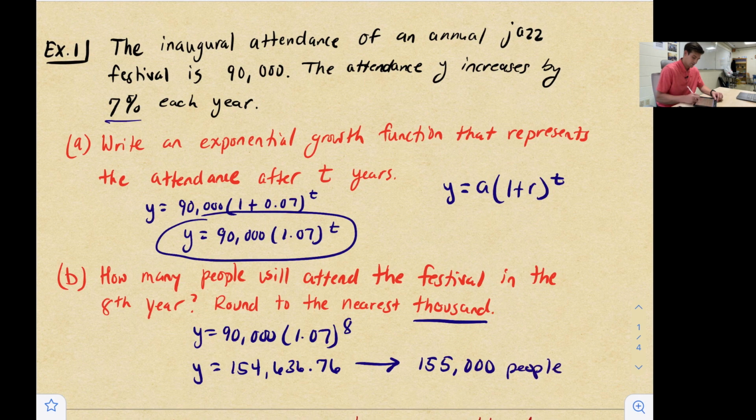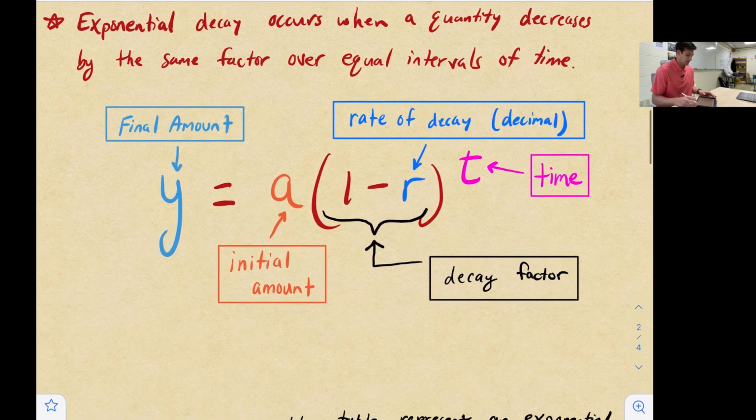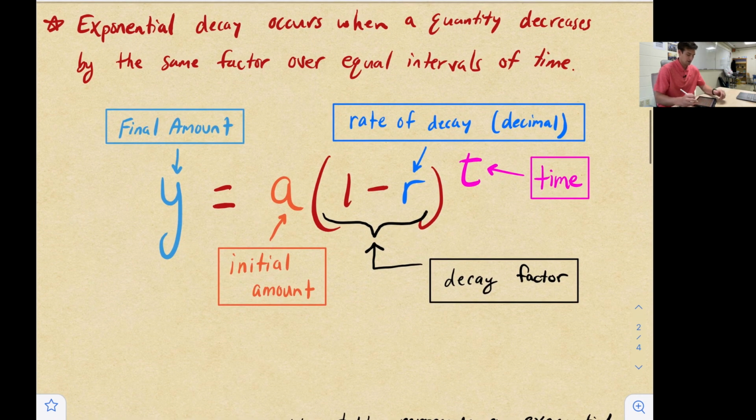Okay. All right. Now let's take a look at exponential decay. So exponential decay occurs when a quantity decreases by the same factor. So now we have decreasing by the same factor over equal intervals of time. If you look at our equation, it looks almost exactly the same, except now we have subtraction inside of our decay factor. So now it's called a decay factor and not a growth factor. One thing that we can hopefully take away is if our factor inside is more than 1, then it's an exponential growth equation. And if it's less than 1, then it's an exponential decay equation.